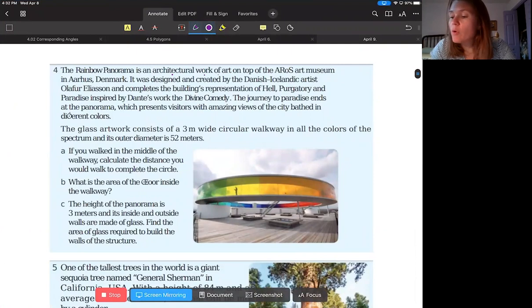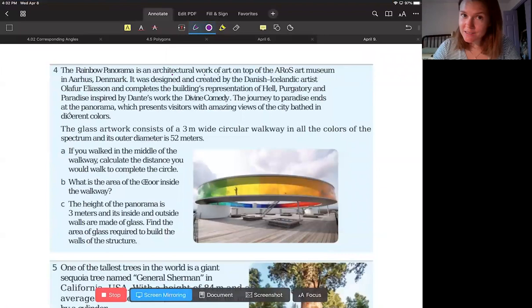So the rainbow panorama is an architectural work of art on top of the Aarhus Art Museum in Aarhus, Denmark. It was designed and created by the Danish Icelandic artist Olafur Eliasson and completes the building's representation of hell, purgatory, and paradise, inspired by Dante's work, The Divine Comedy.